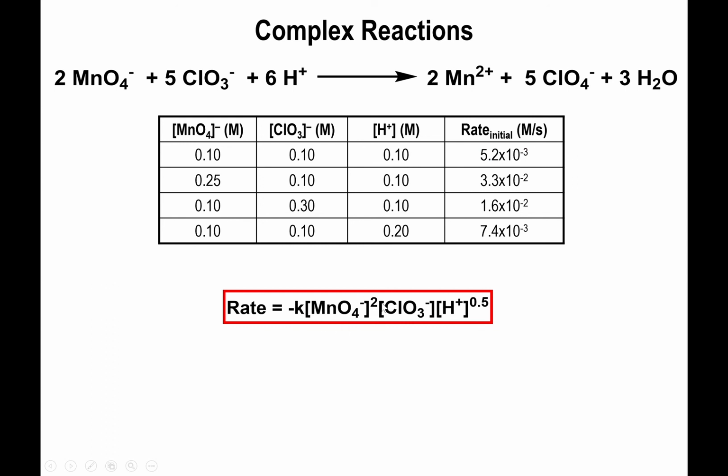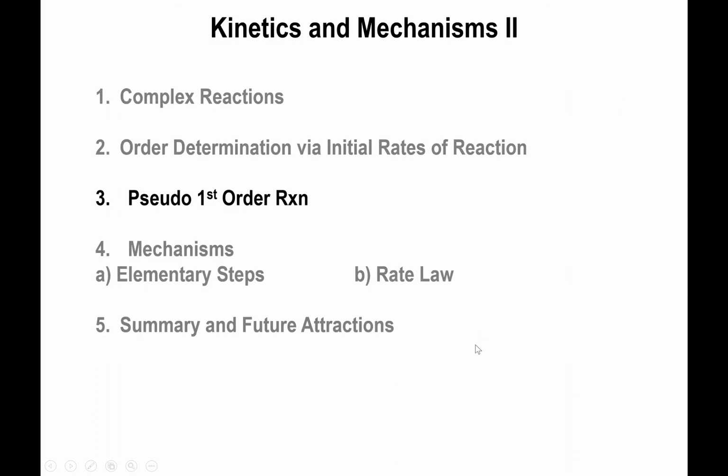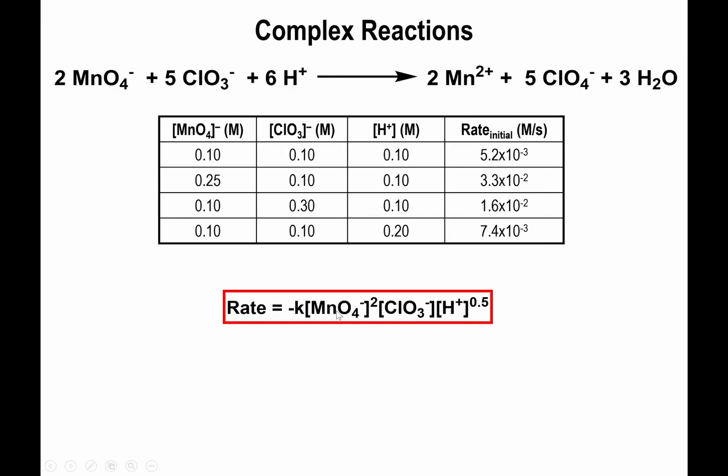So what this tells us is that the full rate law of this reaction is negative k times the concentration of permanganate to the second power times the concentration of chlorate to the first power times the concentration of H+ to the half power. Alright, and like I said before, if you actually want to find out the value of the rate constant, you will have to pick any of these rows, plug in the corresponding concentrations of each of the reactants, raised to the corresponding exponents, and simply divide the rate of the row that you have chosen by all of that, and that will give you the value of k.